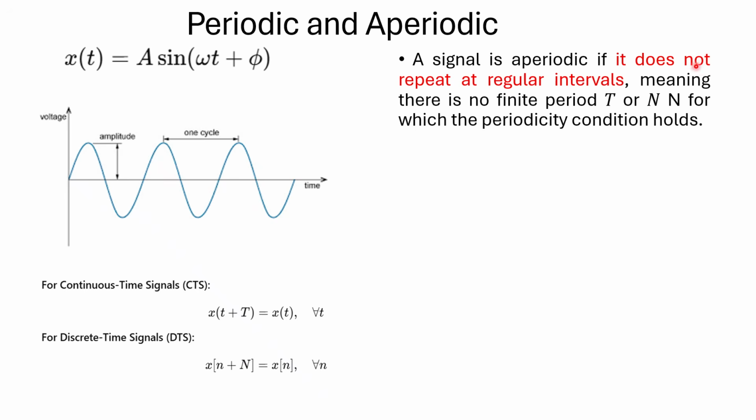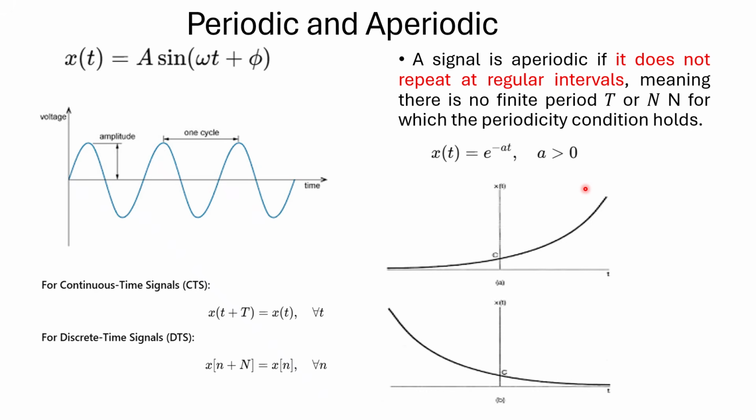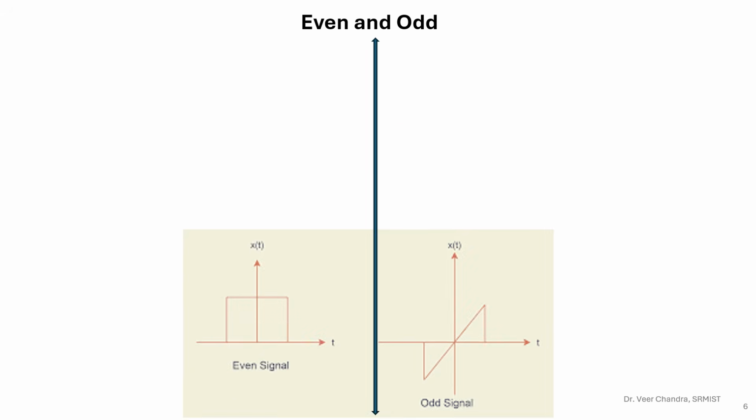A signal is aperiodic if it does not repeat at regular intervals. As for example, your exponential function. Here you can see the output, that is y, is not repeating for any time interval. So these are the examples of aperiodic signals. Now we will talk about the even and odd.